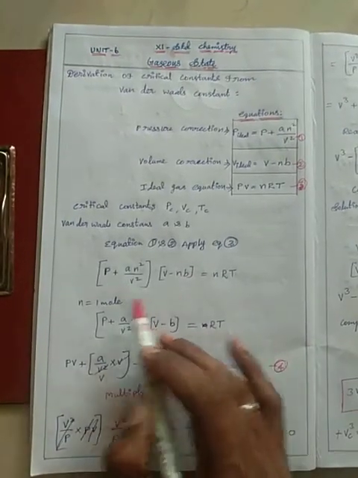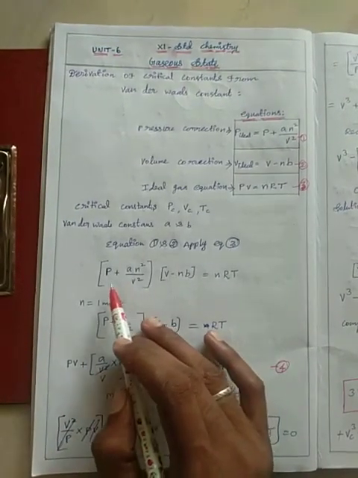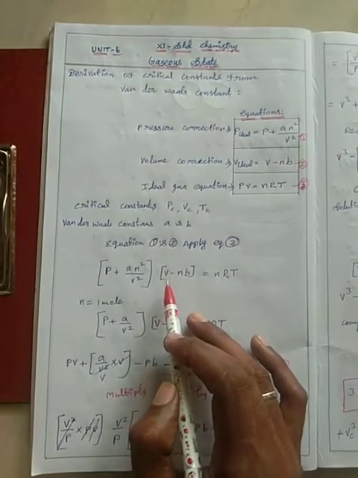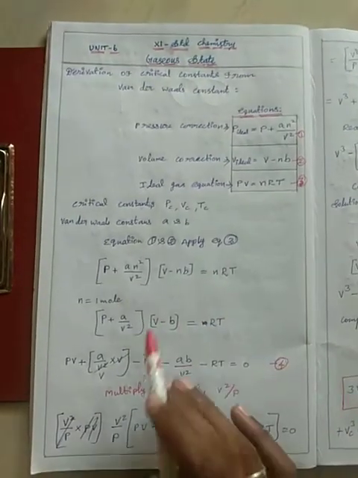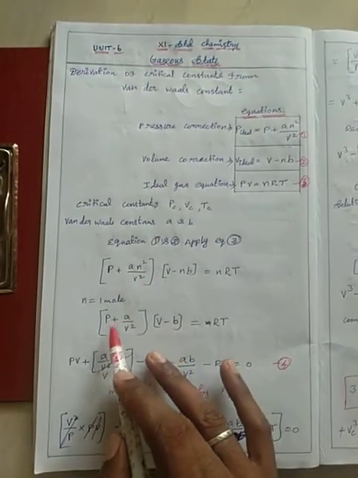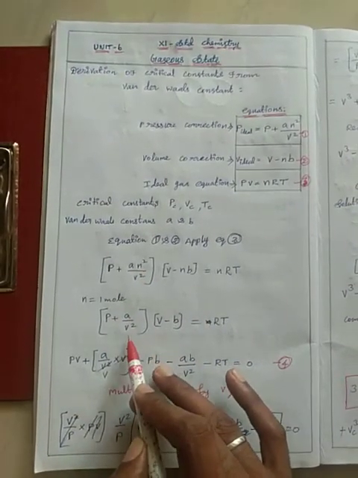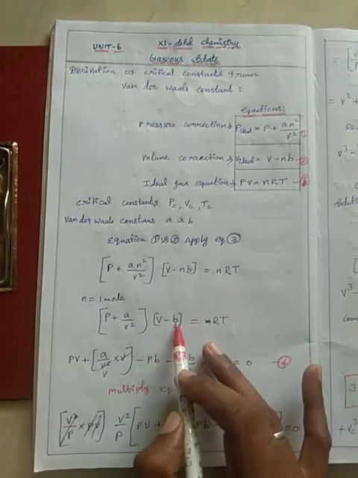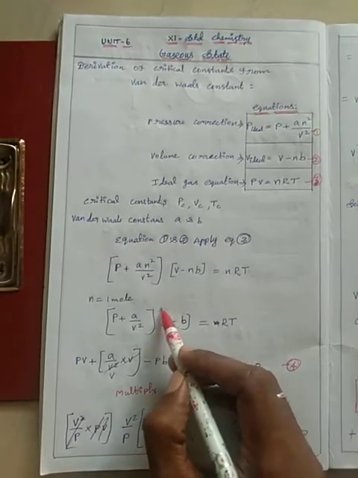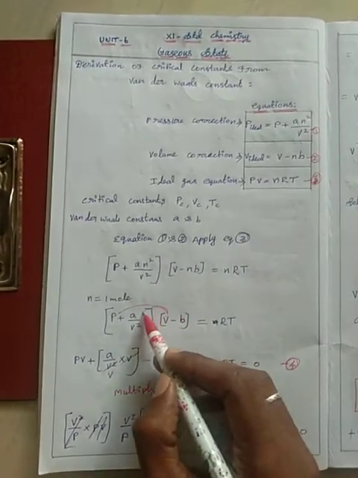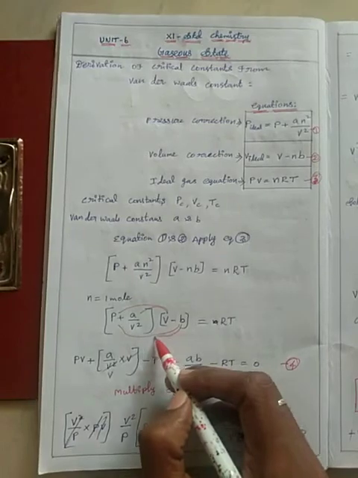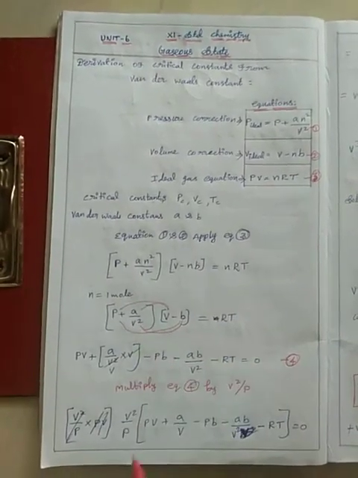Applying that to the equation PV equals nRT, we get P plus a n squared divided by V squared, into V minus nb, equals nRT. For 1 mole of gas, n equals 1. So P plus a divided by V squared, into V minus b, equals RT only. Next we multiply V into P and V into a divided by V squared, and minus b into P and minus a divided by V squared, multiplying out the equation.